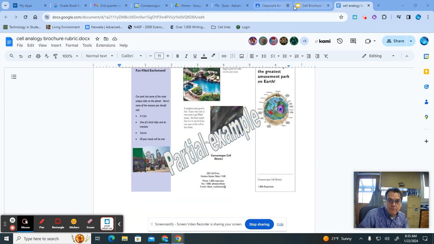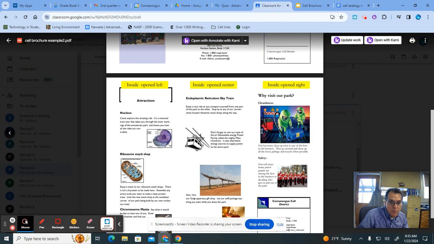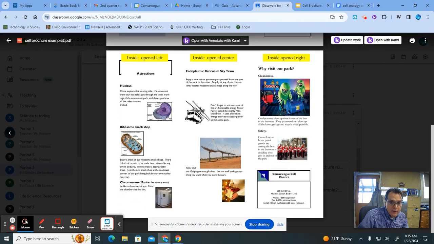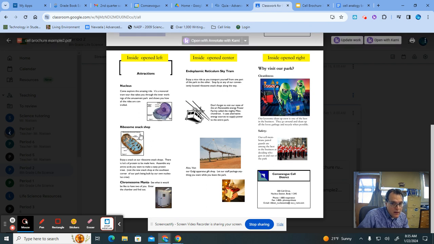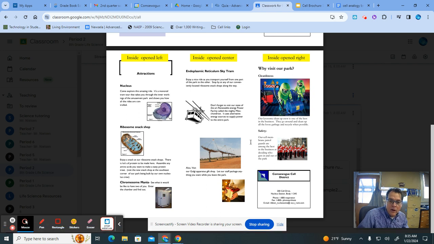All right. I think I gave you some other examples. I gave you a PDF for the rest of this. So, some other examples of comparison, the ribosome snack shop. There are lots of proteins to be made here. Assemble any amino acids you want to make a tasty protein treat. So visit the new snack shop at the southeast corner. So, I'm making the analogy. I'm making people understand that ribosomes are about making proteins, and they use amino acids to do that. So I also made it kind of fun.